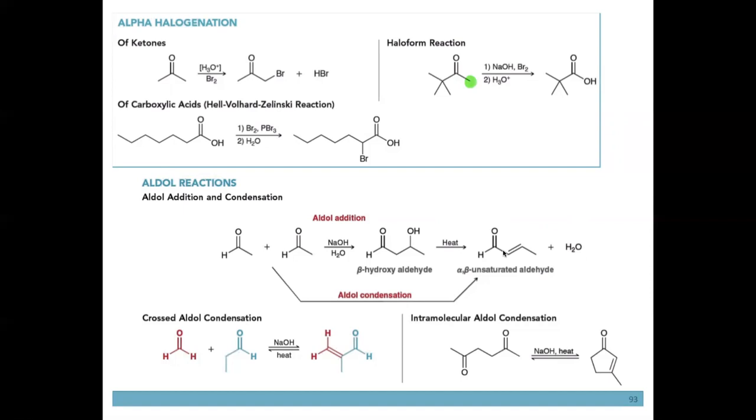We really can't do halogenations directly on carboxylic acids, but we can play a trick. We can use a Hell-Volhard-Zelinsky reaction, and we can actually end up halogenating at the alpha position to a carboxylic acid. The whole trick there is that we turn this into an acid bromide, and we do our reaction on the acid bromide. And then when we add water, we convert it back to a carboxylic acid.